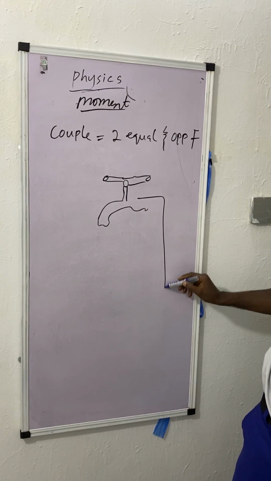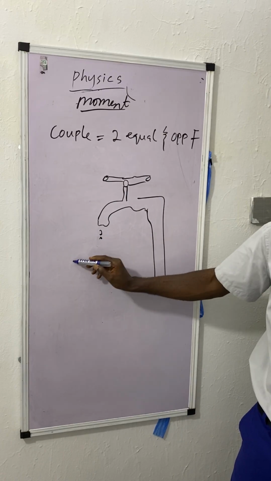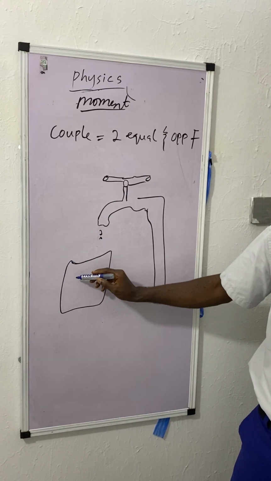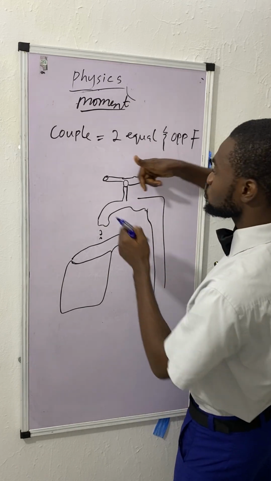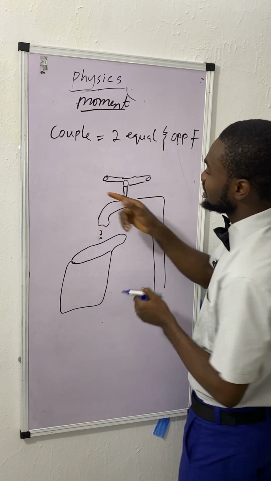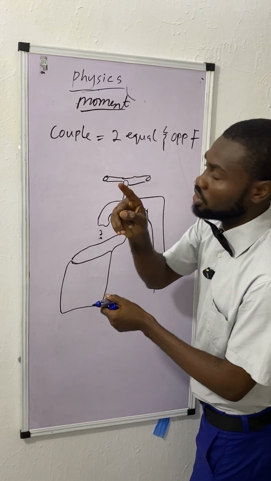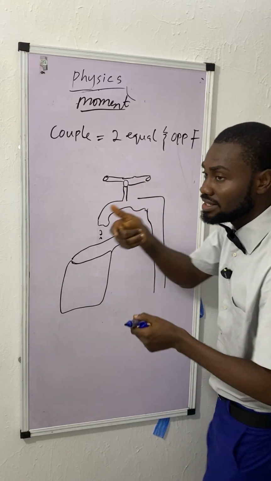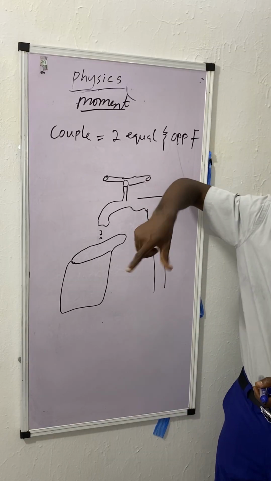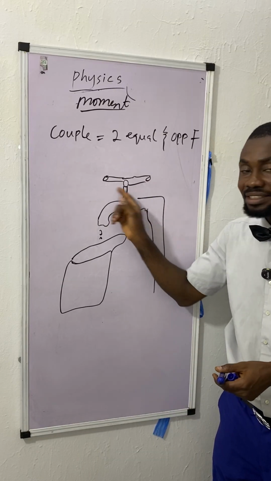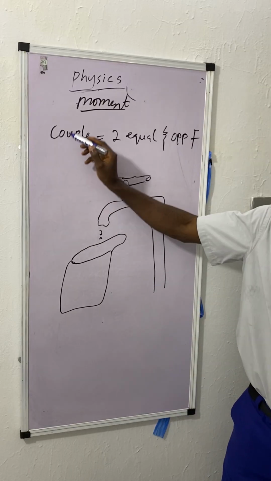So if you want to open this tap so that water will start rushing into your bucket, what do you do? You are going to put your thumb on the left side and your index finger at the right side, right? Then you apply opposite force to loosen it. So that equal and opposite force that you are applying on both ends is known as what? Couple.